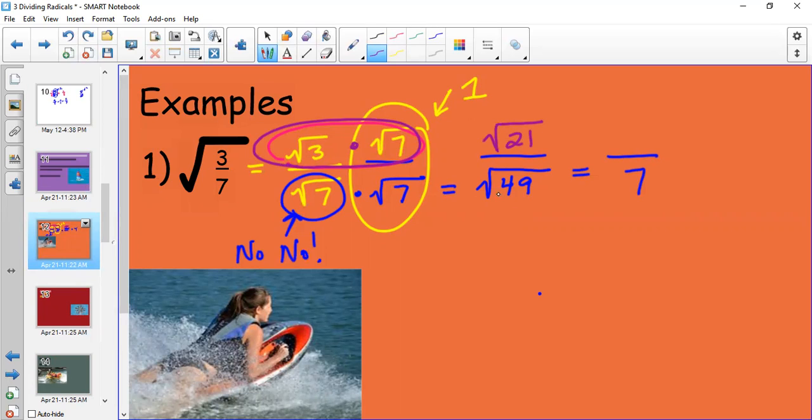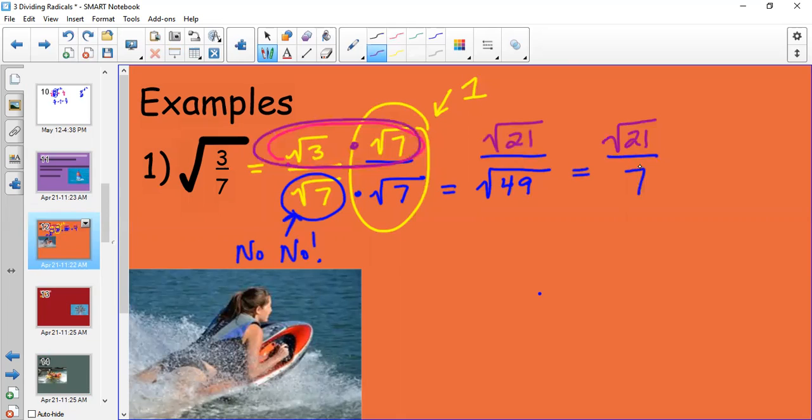Okay, so we already talked about the square root of 49 and 7. And here I have the square root of 21 on top. Now I have to check, can I simplify? Is there a perfect square I can divide 21 by? All I can see is 1 and 21 and 3 and 7. And the answer is no.